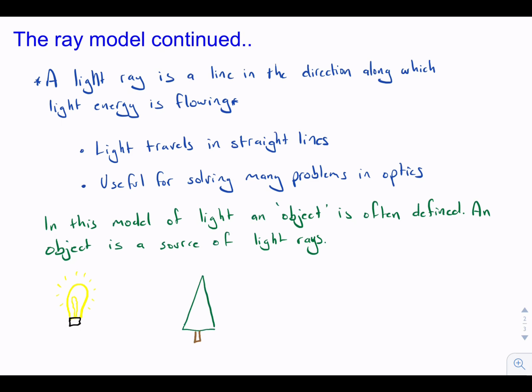So objects emit light in all directions, no matter if they glow or scatter. And the light comes from every point on the object and is scattered out radially from that point, like this.